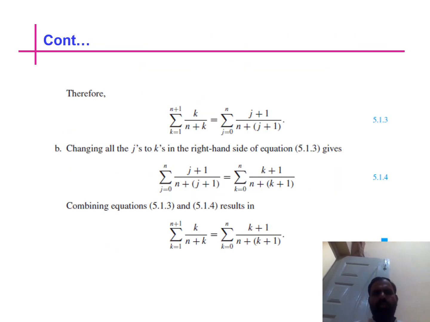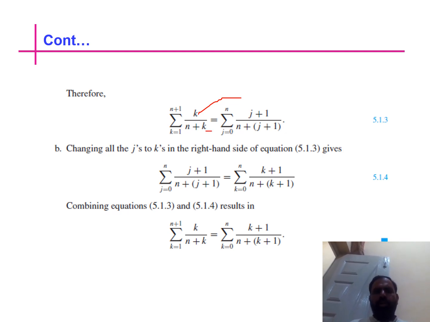And here we can say k over n plus k, summation k varies from 1 to n plus 1. So this can be written as, we replace the value of k. We put the value of k as j plus 1 and substitute the limits, which were k from 1 to n plus 1. This will become 0 to n, which we have already proved in the previous slide. So this will be n plus k, where we replace the value of k as j plus 1.